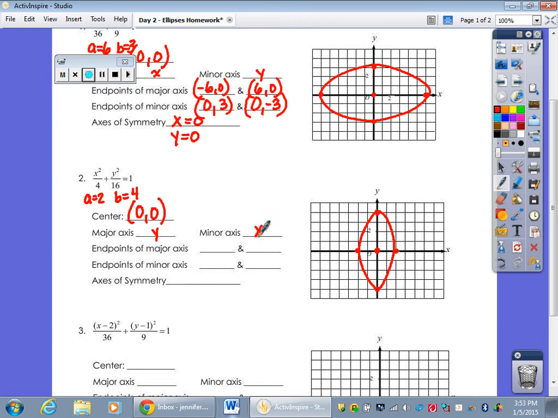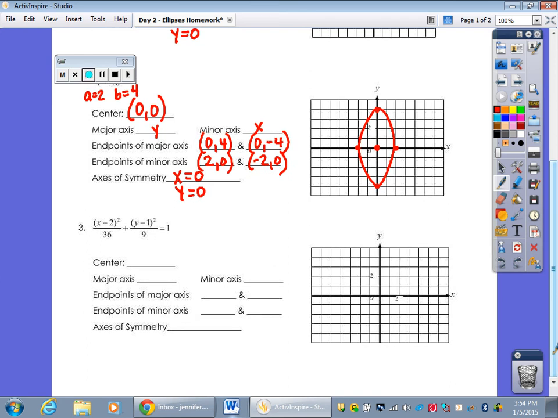So endpoints of the major axis are going to be 0, 4 and 0, -4. And our minor axis endpoints are going to be 2, 0 and -2, 0. And our axes of symmetry again are x equals 0 and y equals 0. Number 3.